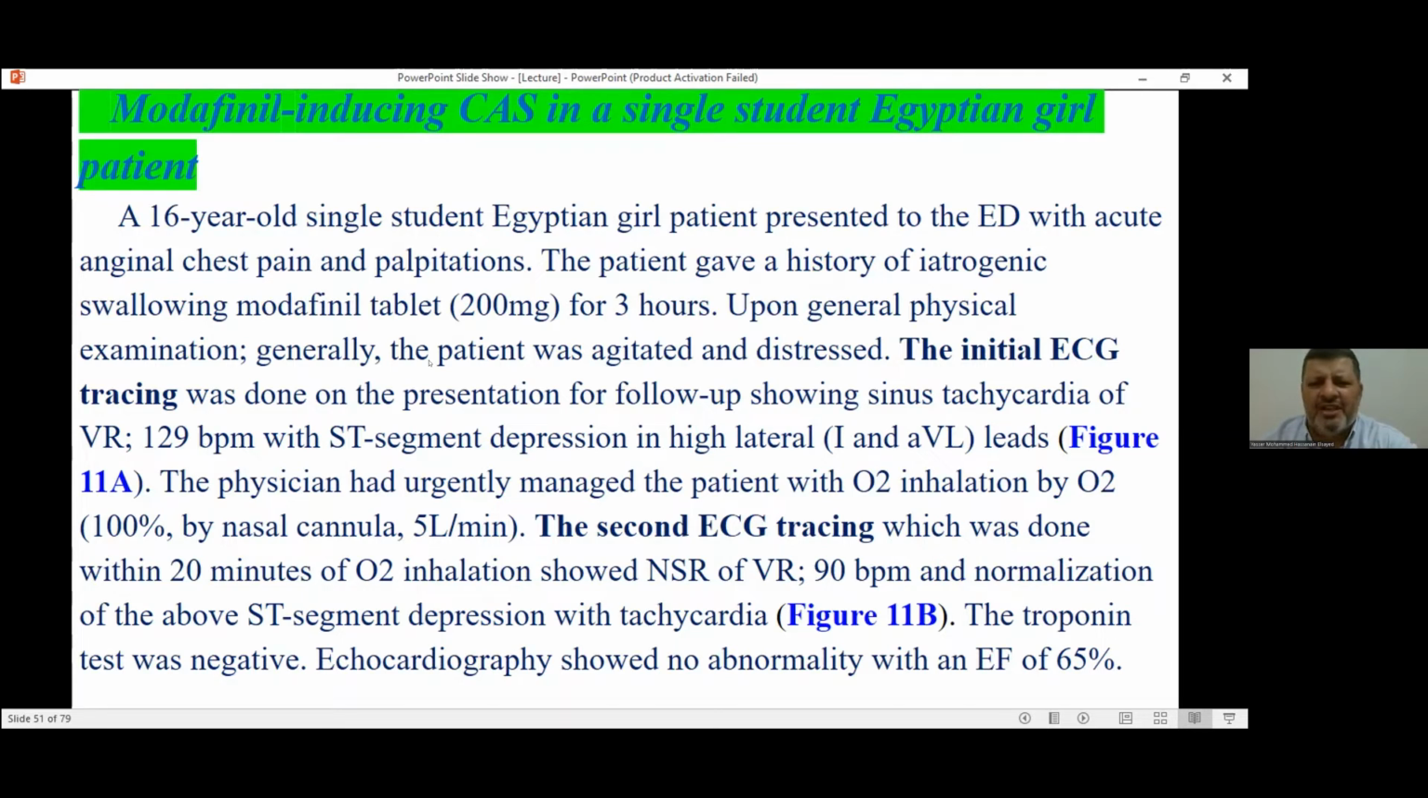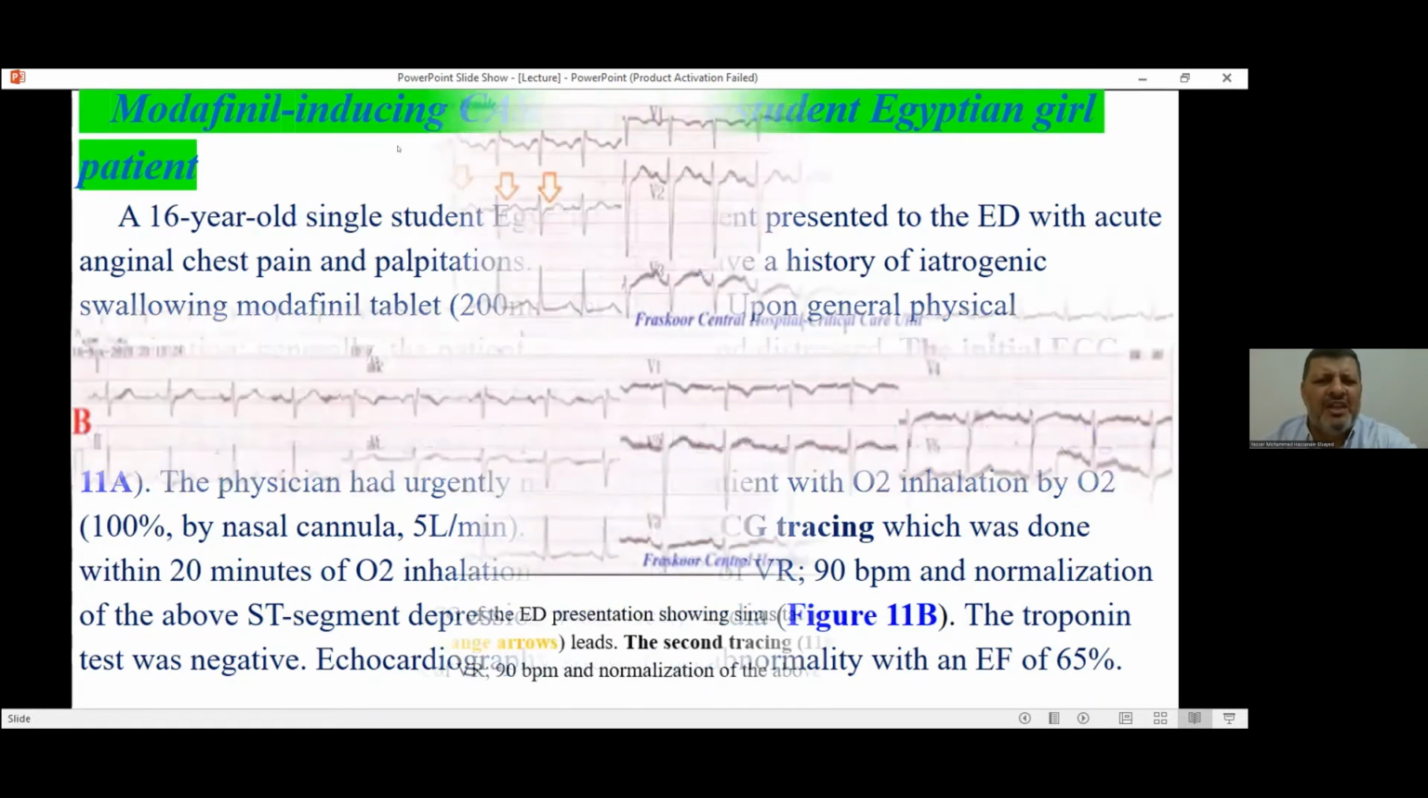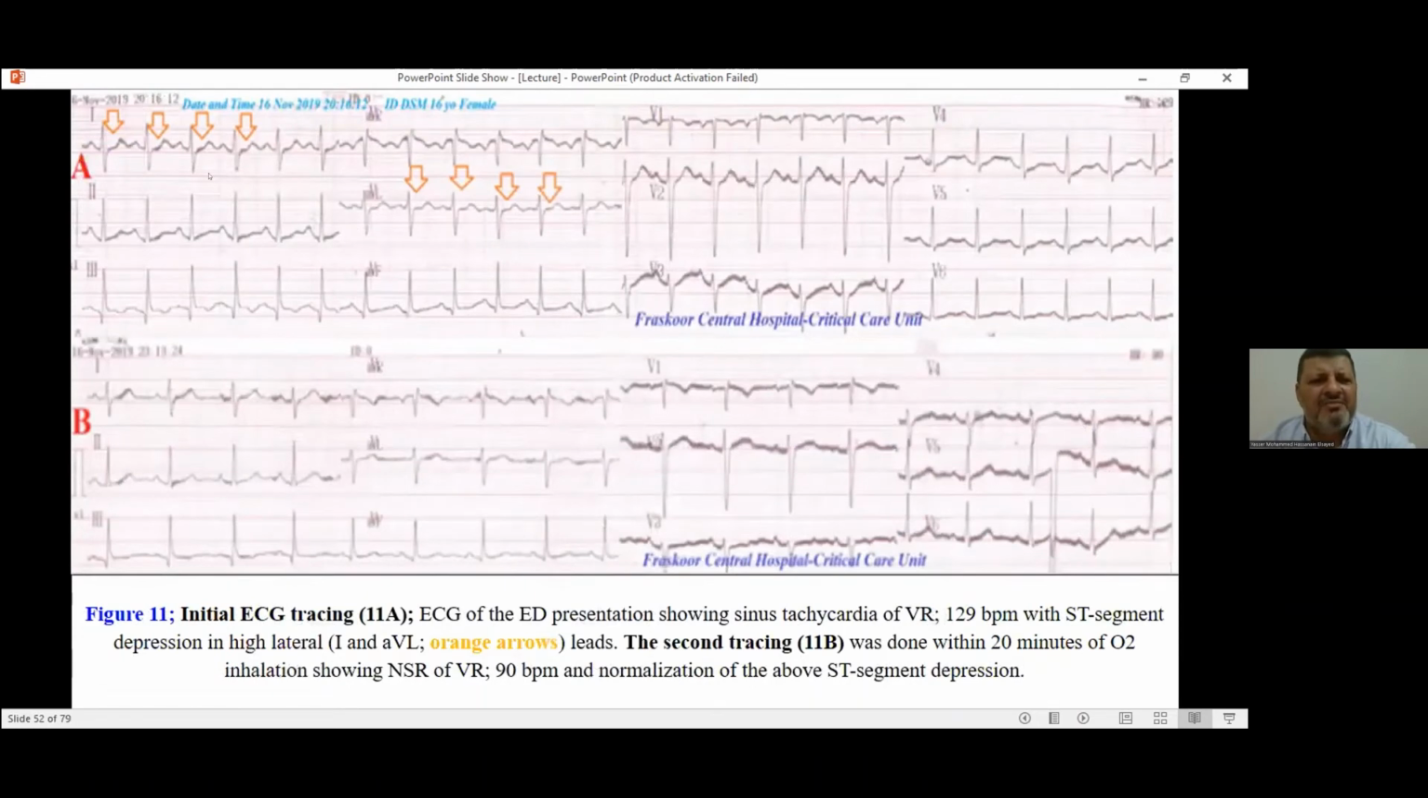ECG showing sinus tachycardia with ST segment depression in lead 1 and aVL. Here, ST segment changes also in V4 to 6, but they are mild. Here it is more clear in 1 and aVL. This is tracing 1. Tracing B after oxygenation, as you see, there is improvement with decreasing of the sinus tachycardia from the first one to the second one.